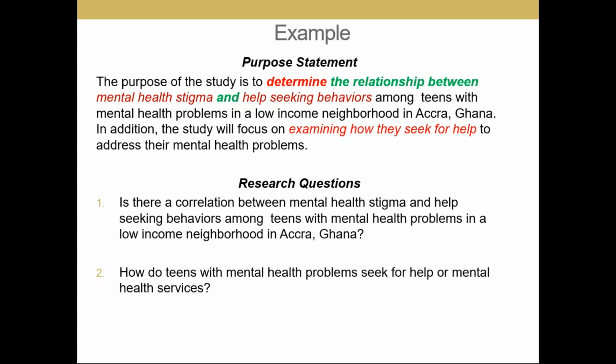Let's look at the second one. It's qualitative because it's open-ended. How do teens with mental health problems seek help or mental health services? Whenever you start with how, it's open-ended, right? You want to capture the process. So looking at these two results, you realize that you have to collect two kinds of data, qualitative data and quantitative data, to better answer these two research questions.